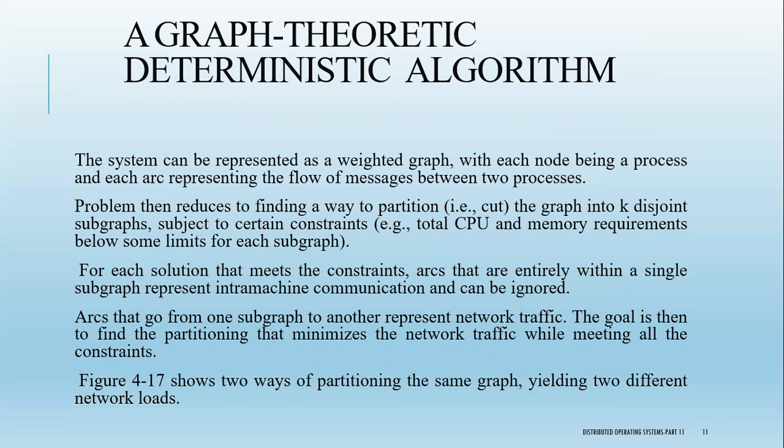For each solution that meets the constraints, arcs that are entirely within a single subgraph represent intra-machine communication and can be ignored. Arcs that go from one subgraph to another represent network traffic. The goal is then to find the partitioning that minimizes the network traffic while meeting all the constraints. The following figure shows two ways of partitioning the same graph, yielding two different network loads.